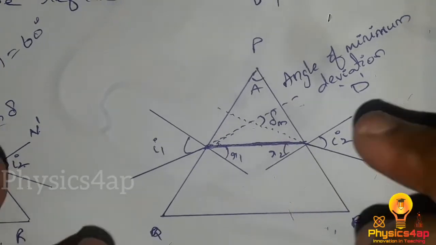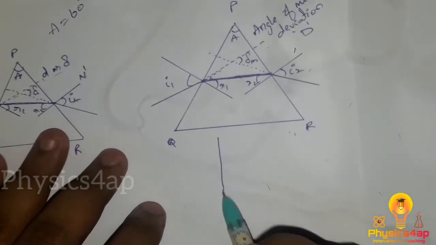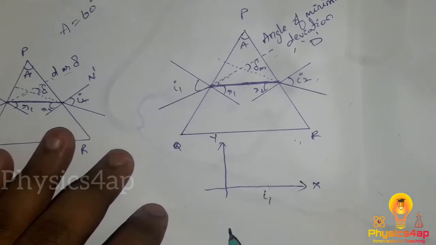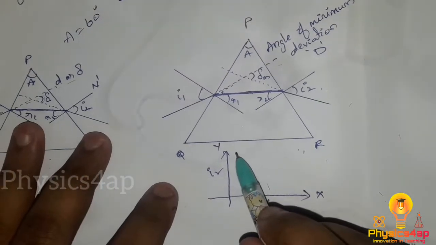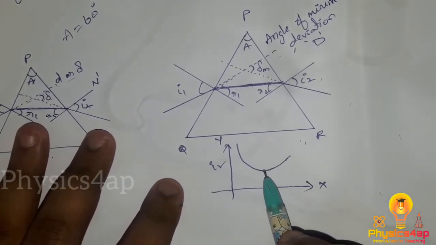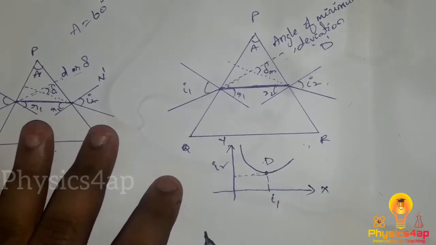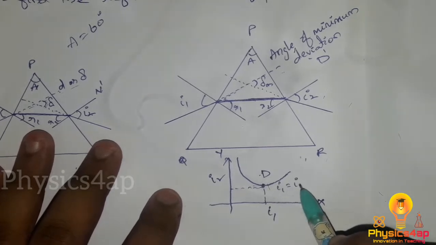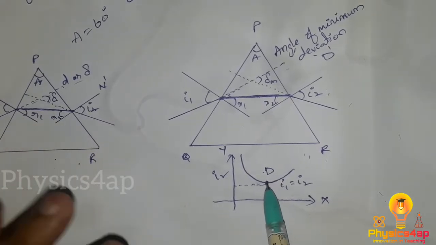In this case, when we plot a graph, this is the x-axis and this is the y-axis. In the x-axis we take the angle of incidence I1, and in the y-axis we take the angle of emergence I2, and when we draw a graph between them, we get a curve shape. At this point on the curve, we get the angle of minimum deviation. So at minimum deviation, the angle of incidence will be equal to the angle of emergence, and that curved point is called the angle of minimum deviation, that is capital D.